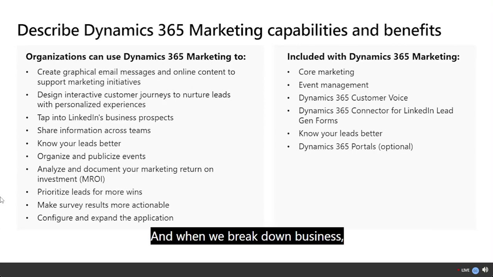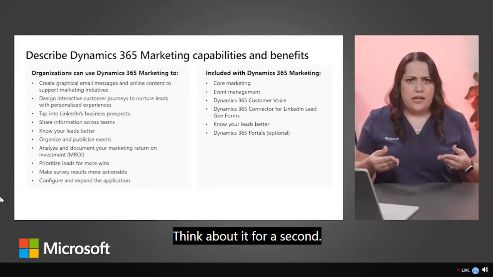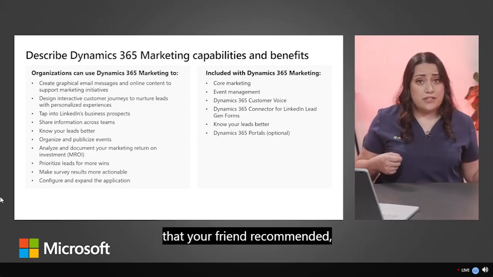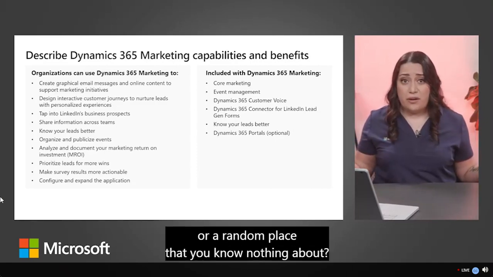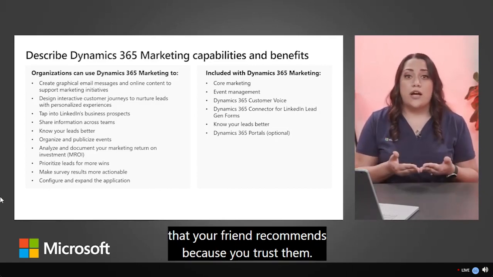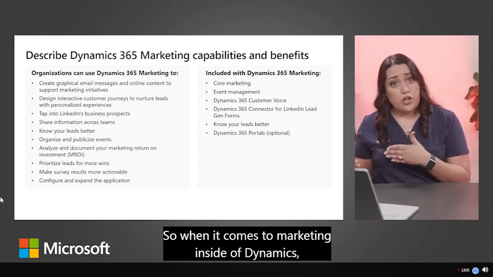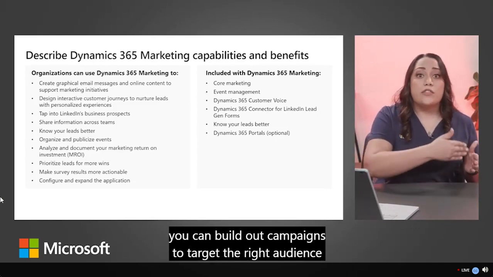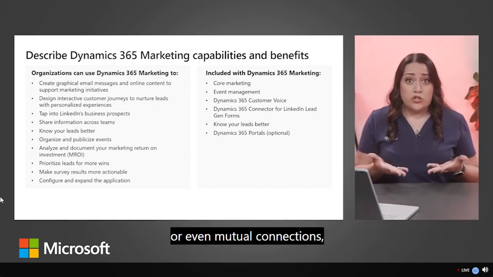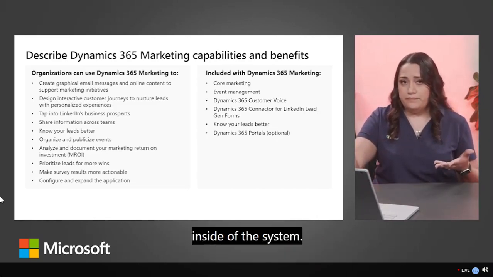And when we break down business, it really all comes down to relationships. Think about it for a second. If you're looking for a place to eat, are you more likely to go to a place that your friend recommended or a random place that you know nothing about? You're probably going to choose the restaurant that your friend recommends because you trust them. So when it comes to marketing inside of Dynamics, you can build out campaigns to target the right audience based on their location, their preferences, or even mutual connections. And these are just a couple of the different capabilities inside of the system.